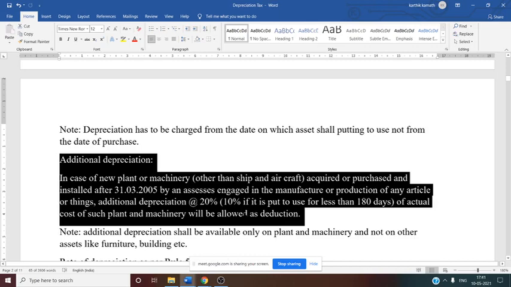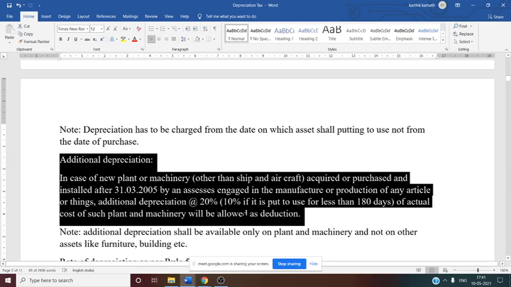So sometimes they will give you plant and machinery at 15%. First step, charge normal depreciation. Second step, see whether the date of purchase is less than 180 days or more than 180 days. If it is more than 180 days, well and good, the first step is over. If it is less than 180 days, the second step is there. What is that? Reduce the normal depreciation by 50%.